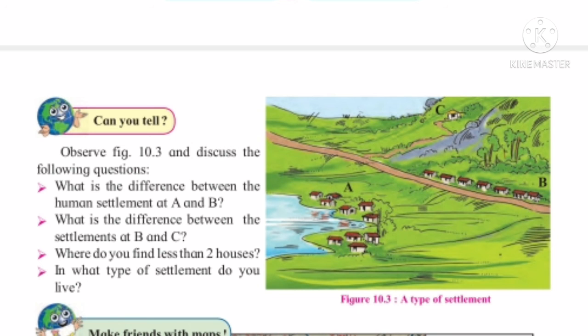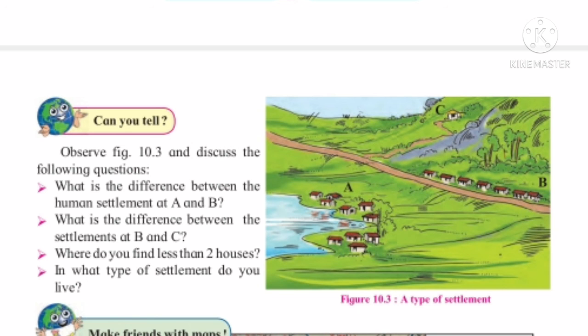Various religious, historical, commercial, educational, and administrative reasons, as well as tourism, also led to the transformation of original settlements into urban settlements. Let us observe figure 10.3 and discuss the questions given. What is the difference between human settlements at A and B? Human settlement in figure A is a nucleated settlement and in figure B is a linear settlement.